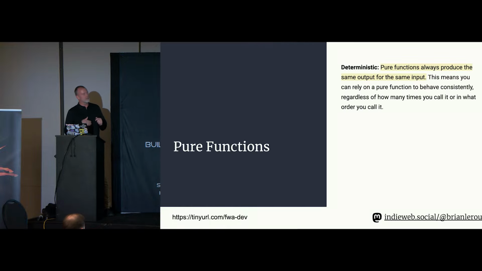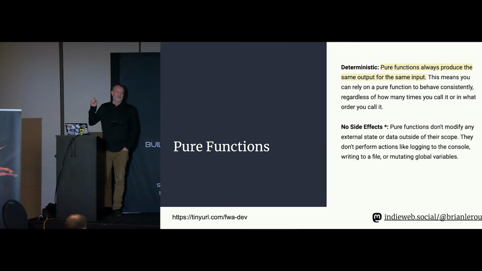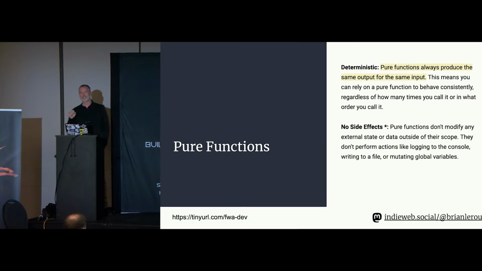So determinism means that we get the same result for the same input, or the same output for the same input every time. And this is so important and so often overlooked. It also means no side effects, but I've got a little asterisk there because there's kind of always side effects, isn't there? We do a good job of abstracting those away, but there's usually some side effects in a functional system.